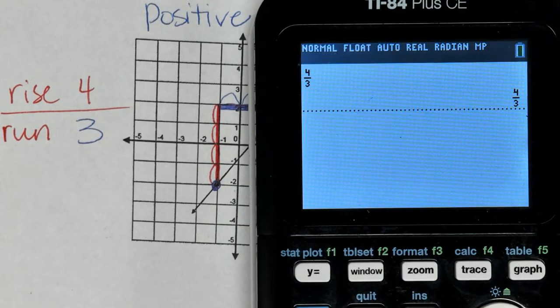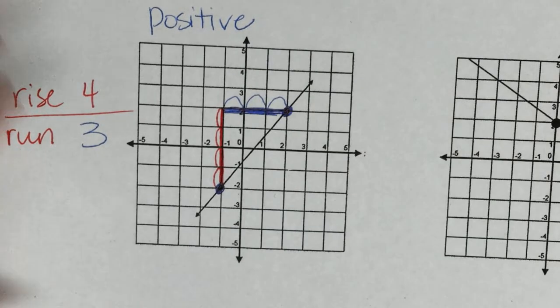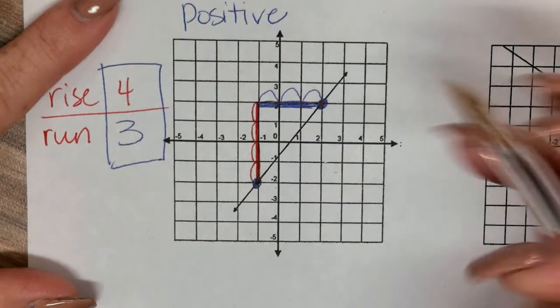Will it simplify? Or does 4/3 stay 4/3? All right, then that's my answer. Positive 4/3.